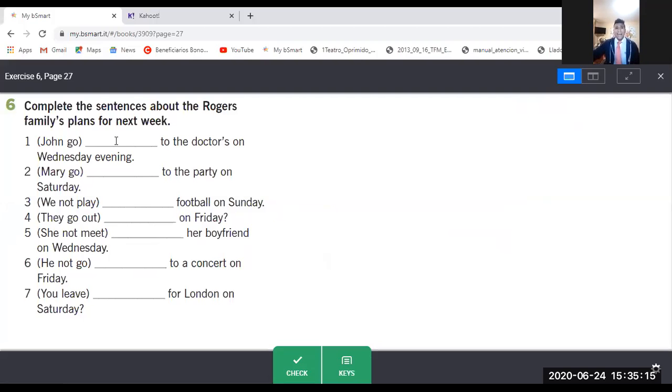In activity number 6, we need to write the present continuous, okay? So let's complete, everybody, let's complete together. Number one, John is going. Okay, perfect. Let's see, number two, Mary.